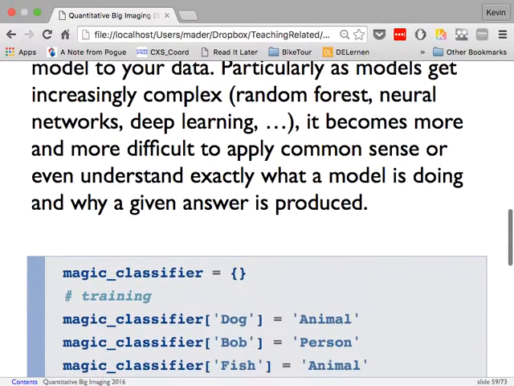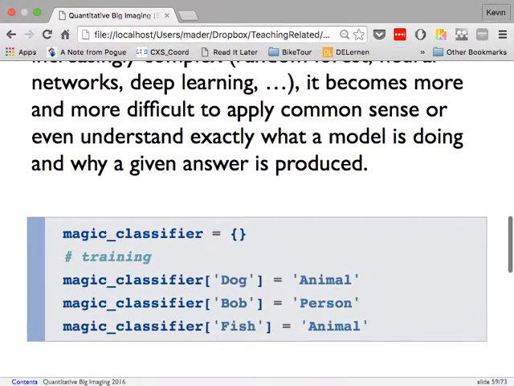So this was this idea of overfitting, that when you have a tool to do analysis, here we have a magic classifier, and you train it. So it maps a thing to a category. Here you have dog, it's animal, Bob is a person, fish is an animal. So it maps these things to categories, and this is the training that you perform.